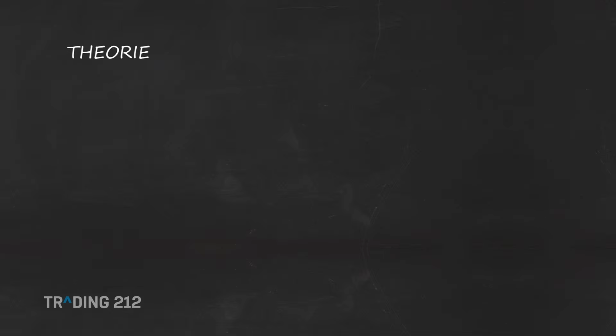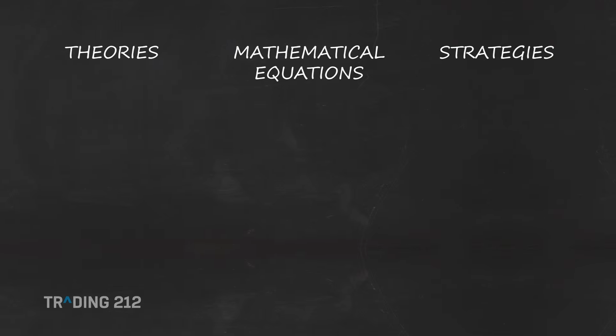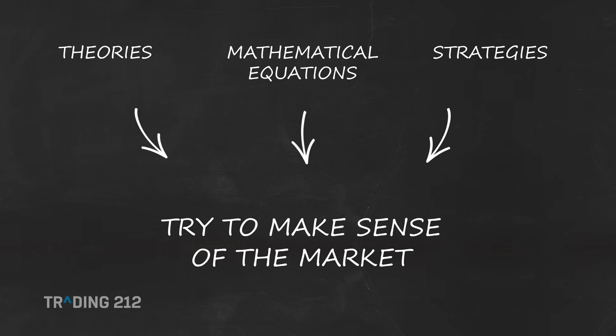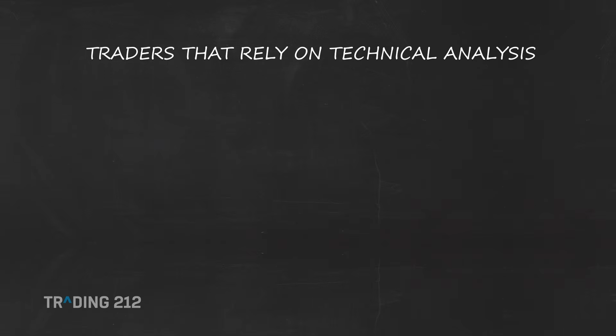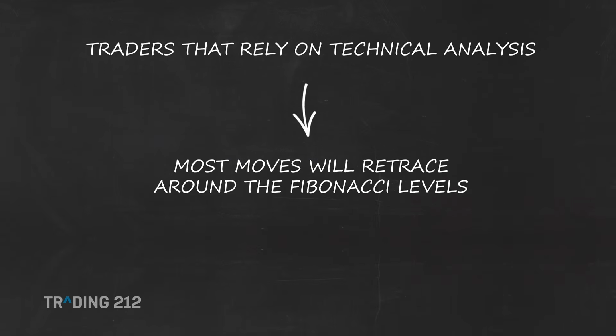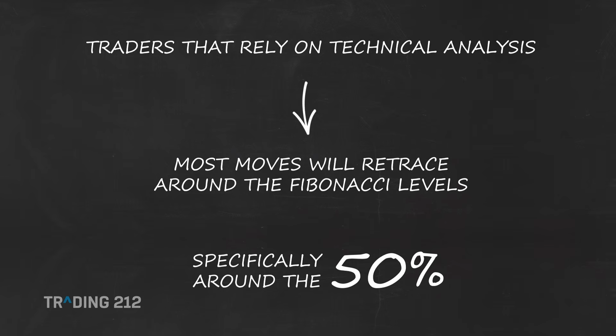There are many theories, mathematical equations, and strategies out there that try to make sense of a market that is largely speculative. However, it is widely accepted among traders that rely on technical analysis that most major moves will retrace around the Fibonacci levels, and more specifically around the 50% level of the move.